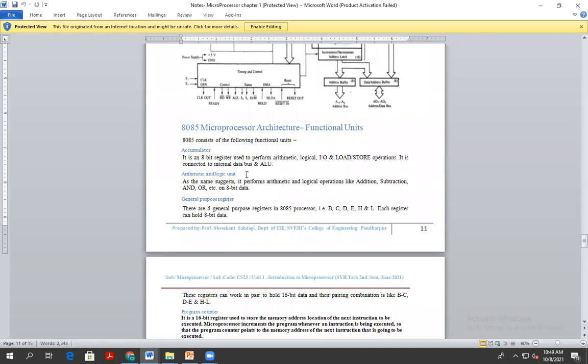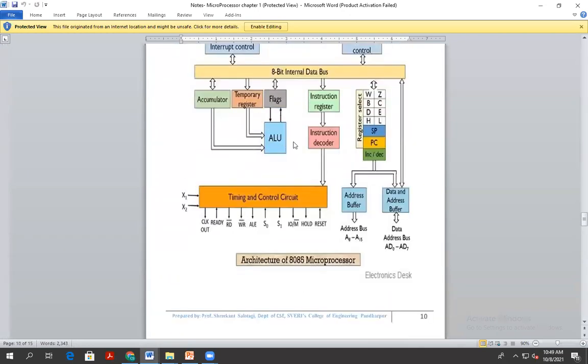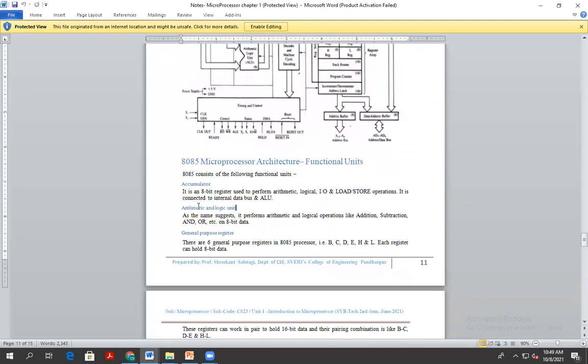Okay. So next one, the ALU, right? So this block, that is ALU, arithmetic and logical unit, what will it do? As the name suggests, it performs arithmetic and logical operations like addition, subtraction, all the logicals, meaning AND, OR, NOT.